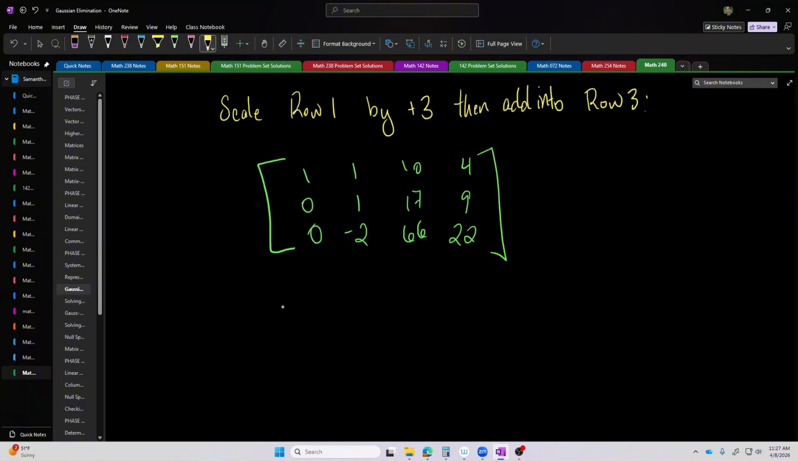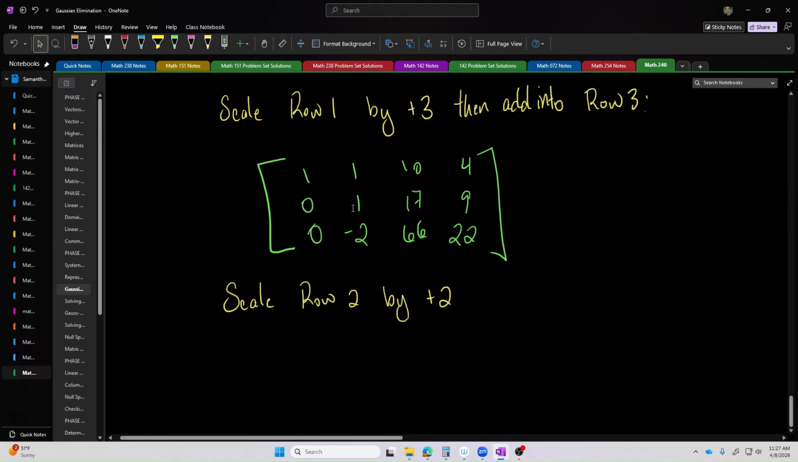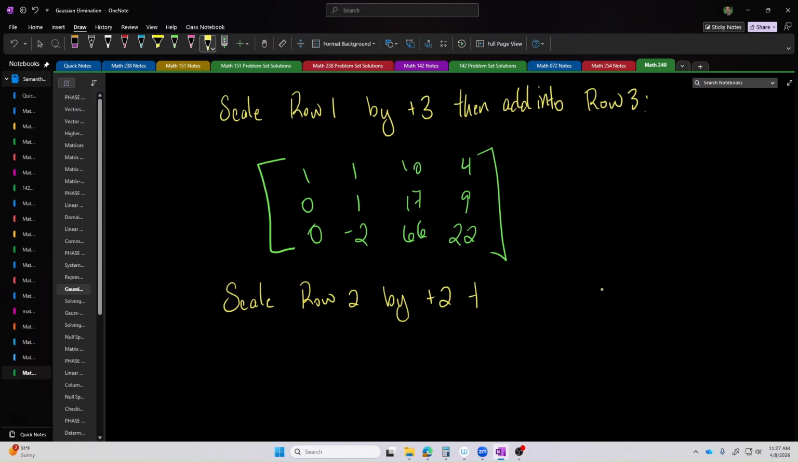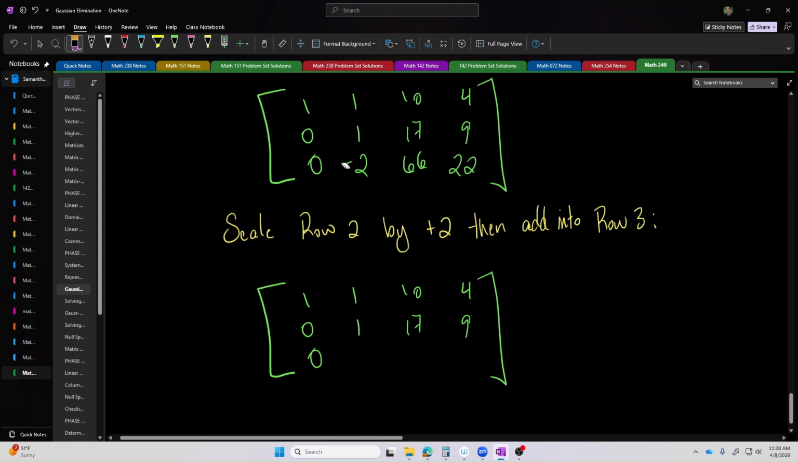So to that end, I'm going to take row number 2, and I'm going to scale it by a factor of positive 2. Positive 2 because it's going to turn this 1 into plus 2, and that's going to cancel out this minus 2. Once again, because we already have achieved zeros in the first column, those zeros will not be modified or disturbed by this action that we're taking now. The entry right underneath the 1 is going to be canceled out by design.